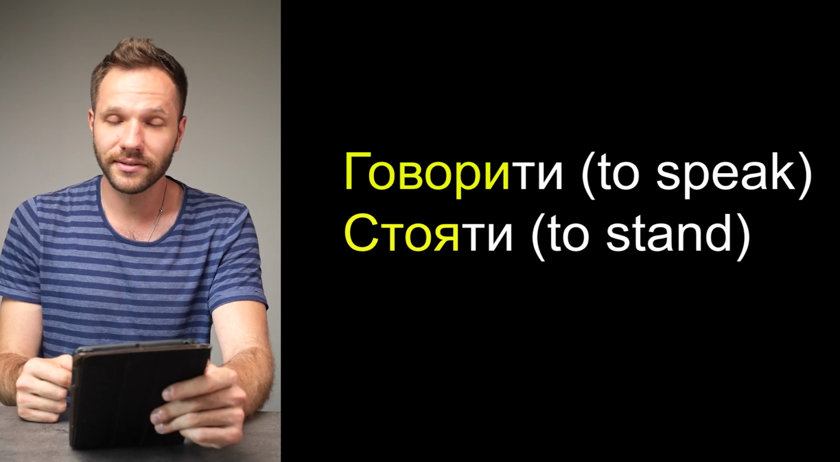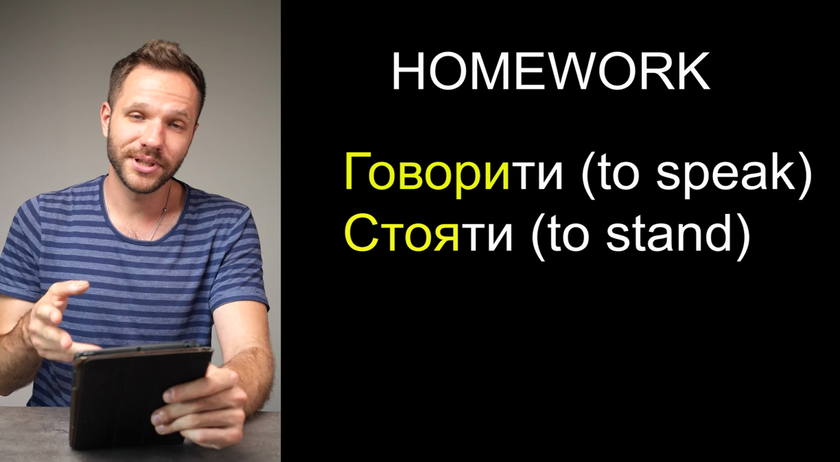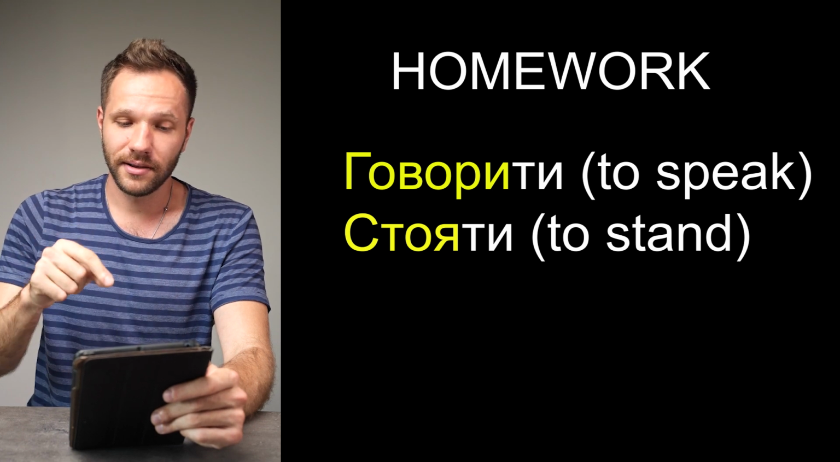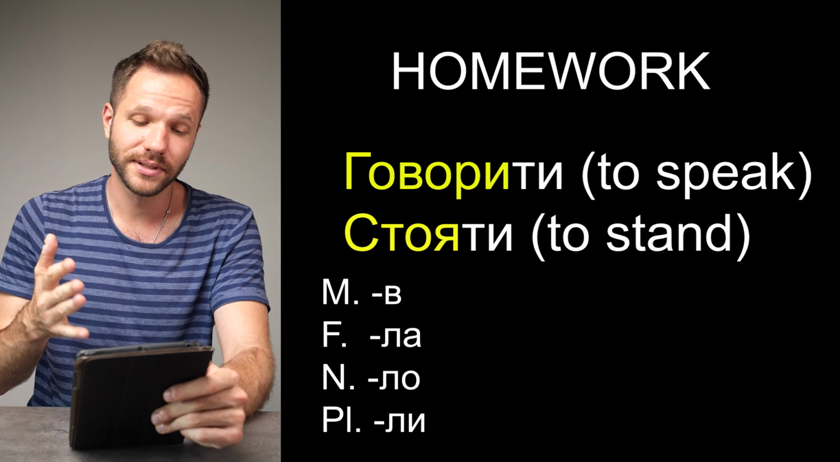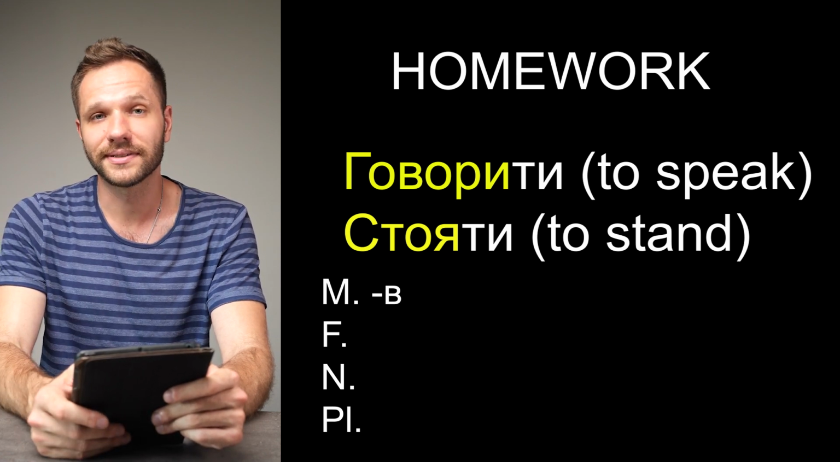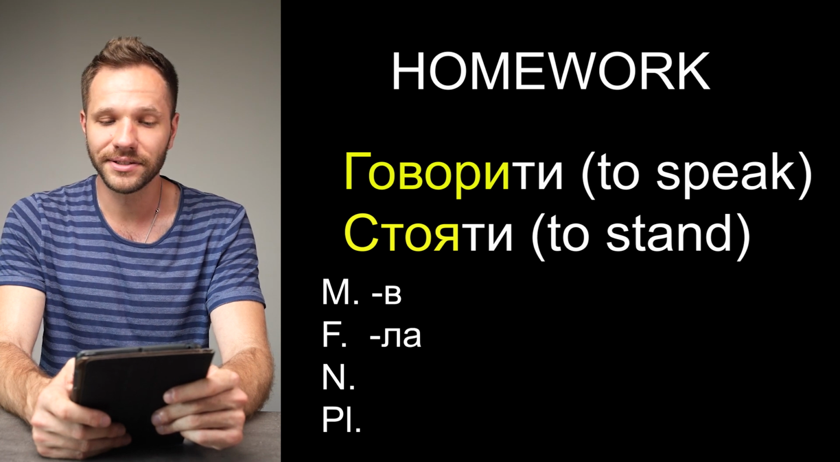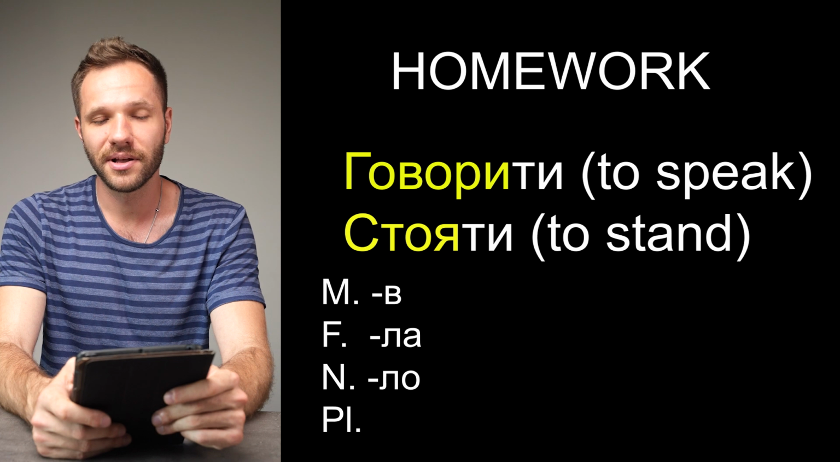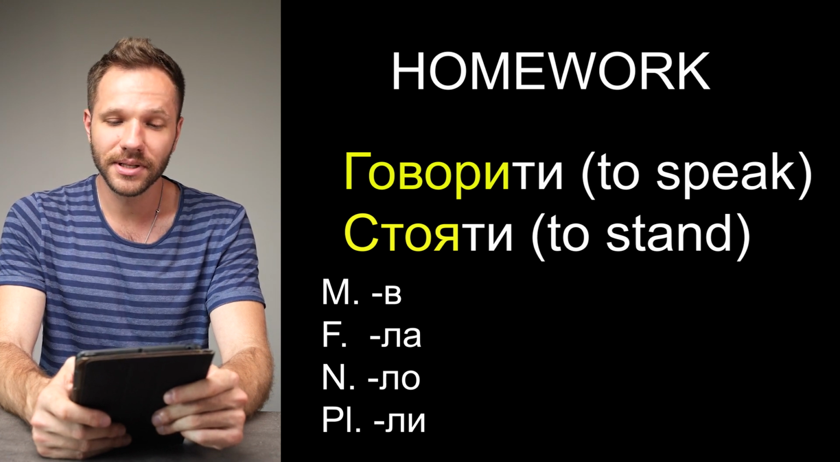Try to do the same for the next two verbs. To speak and to stand. It will be your homework. You just add these endings of the past tense to the stem of the verbs. For masculine, it's ending v. For feminine, ending la. For neuter, ending lo. And for plural, ending li.